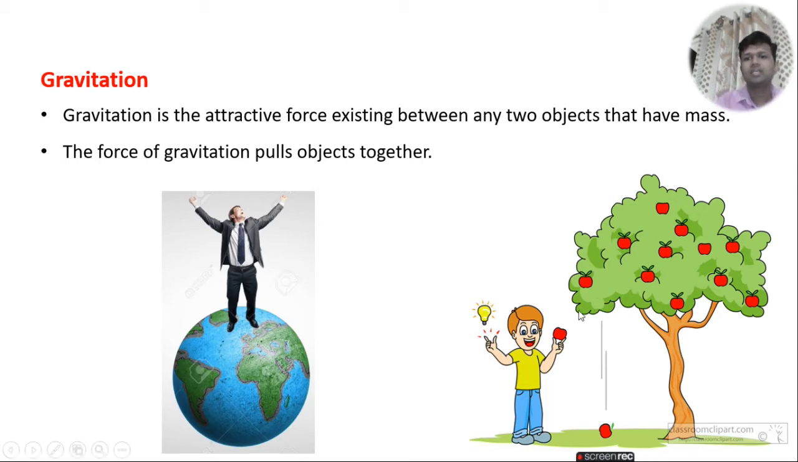Okay, now the force of gravitation pulls objects together. So here you can see the apple falls down. Okay, so whenever the apple falls, it falls over the ground only. It does not float in the space. Why is it so? This is because of the gravitation. So due to gravitation force, the objects are pulling towards each other.